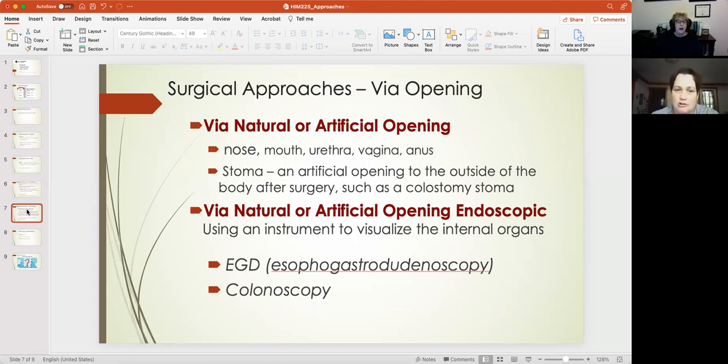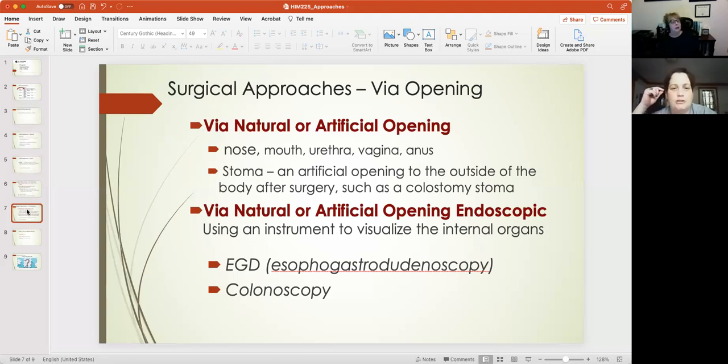Now we have via natural or artificial opening. Natural openings are the nose, the mouth, the urethra, the vagina, and the anus. Those are all natural pathways into the inside of the body. No cutting necessary, no incisions, no scalpels. The cave door is wide open.